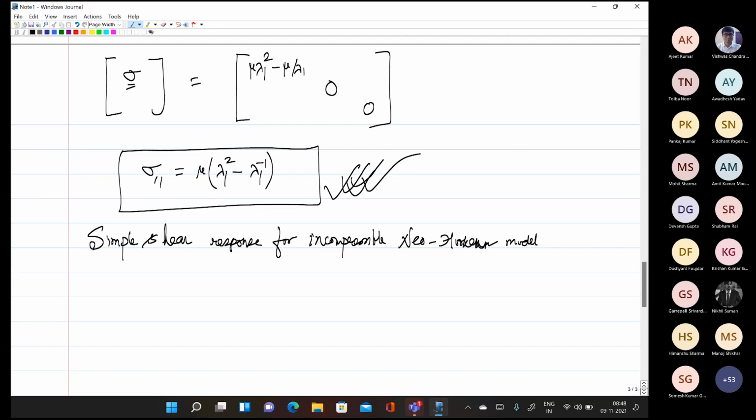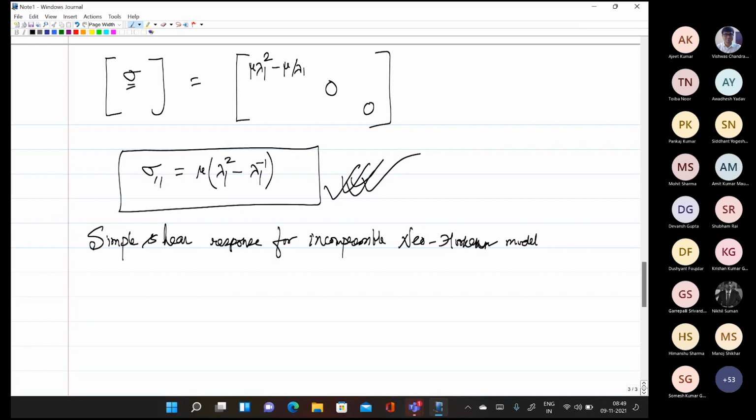Like I said, there are several material models discussed in the book also: the Fung model, then the Gent model, and they all have interesting applications. If I give you any one of the models in the exam, you should be able to find out what the sigma will be for such a model. And if I say a body is undergoing, let us say, uniaxial loading or simple shear, then what will be the response of the material? You should be able to answer that in the exam.